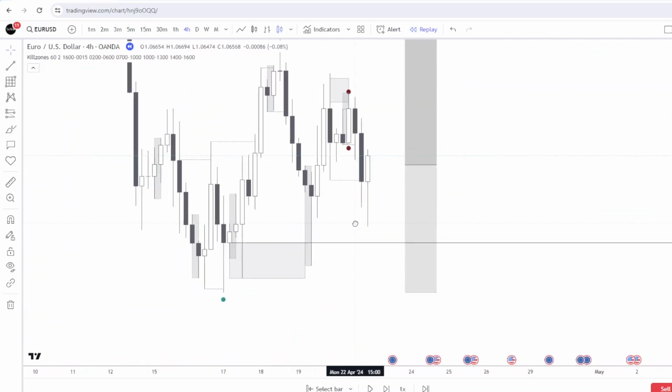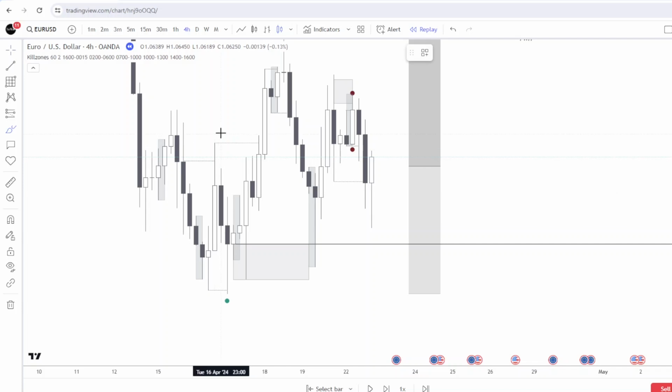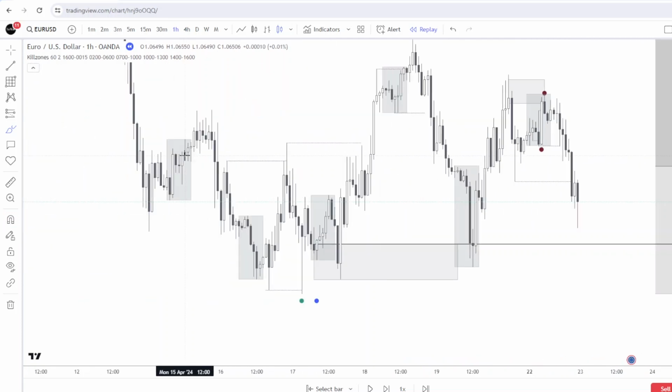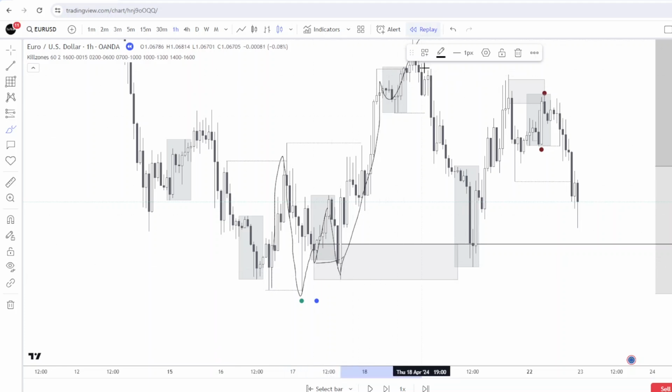On H4, we had a QM here. When that QM was formed, it meant that the H1 strong high had been taken. So if the H1 strong high has been taken, it means that H1 is supposed to start creating strong lows. So that's a strong high on H1. Once that strong high is taken, price is most likely to create strong lows. Strong low, price breaks, creates a QM here, and creates another strong low here, and continues to go up.